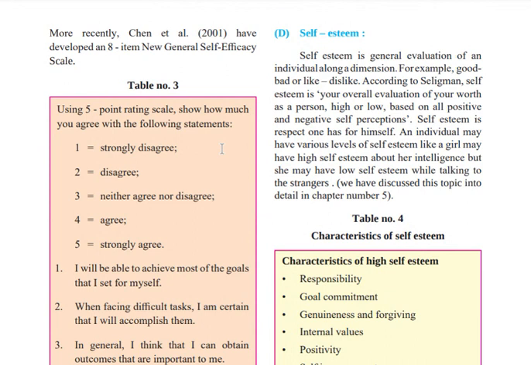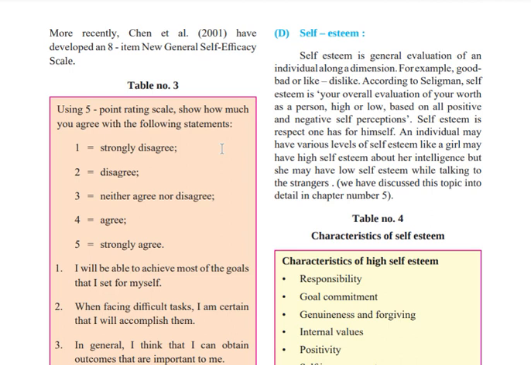Now they are talking about self-esteem. Self-esteem is a general evaluation of an individual along a dimension. You have heard this word many times. So self-esteem is a general evaluation of an individual, which means the individual is evaluating at a general level.